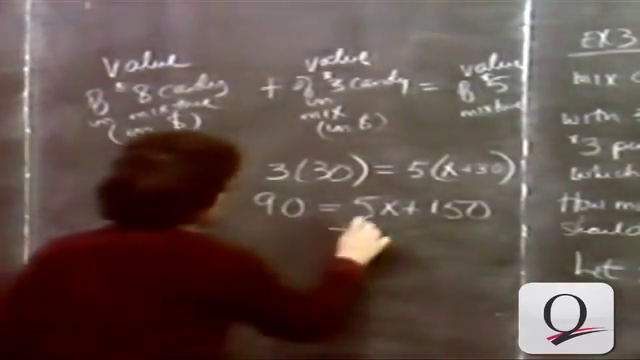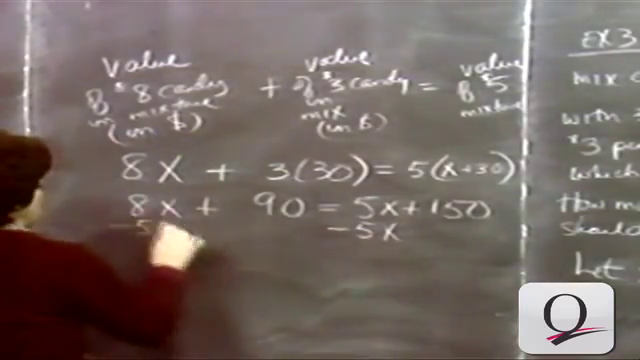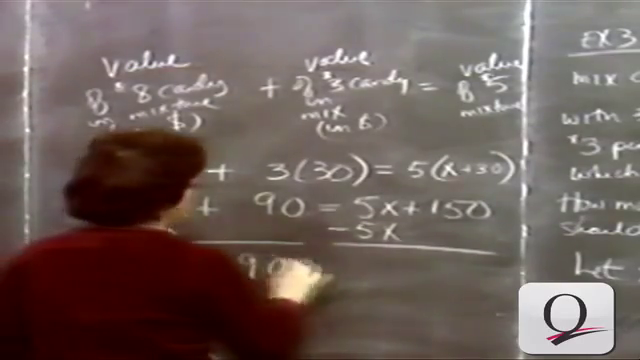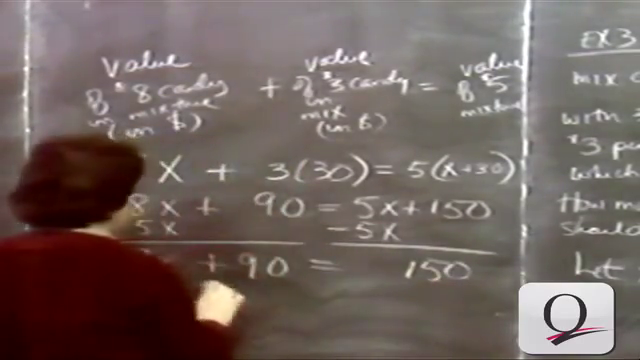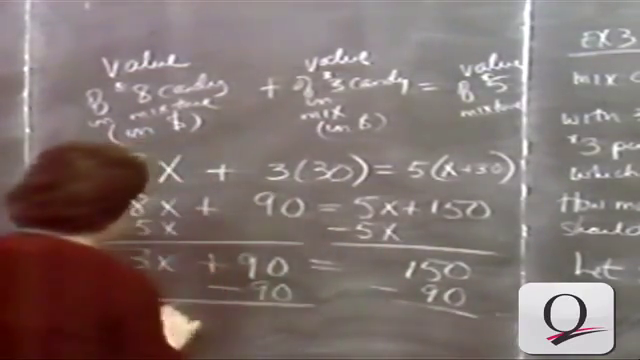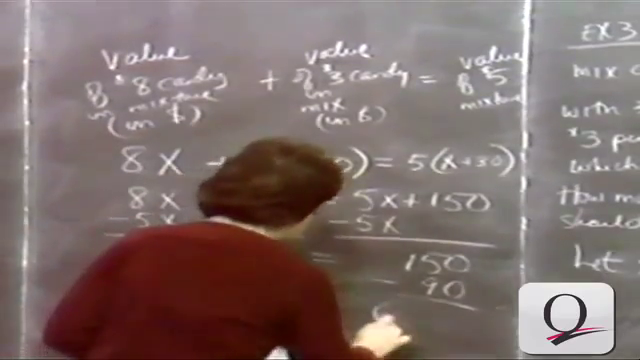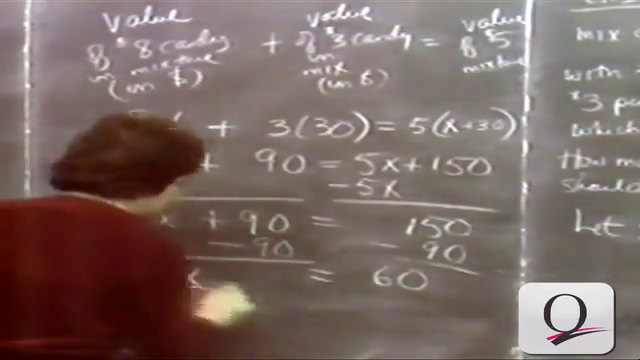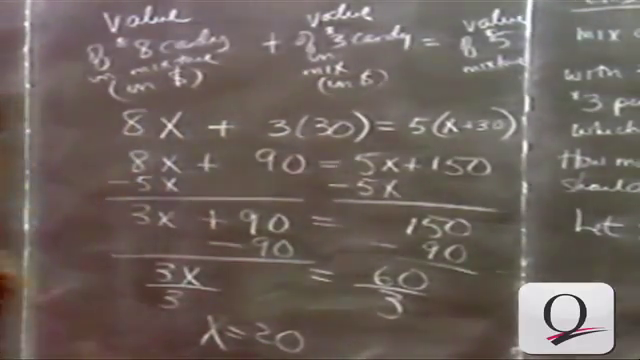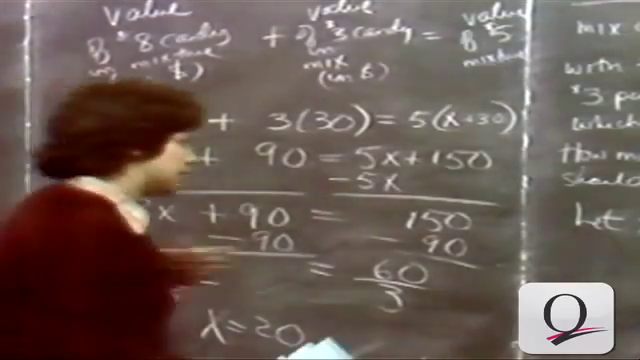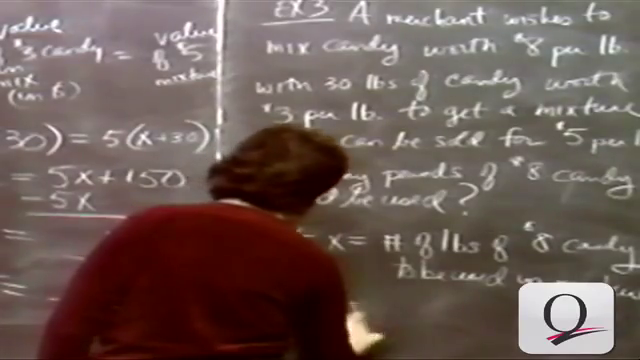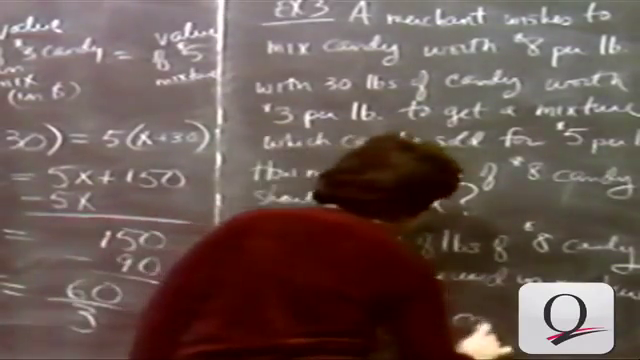Let's subtract 5X from both sides. That gives you 3X plus 90 equals 150. Subtract 90 from both sides. 3X is equal to 60. Divide both sides by 3. X is 20. So 20 is X, the number of pounds of the $8 candy that he should use in the mixture. 20 pounds of $8 candy.